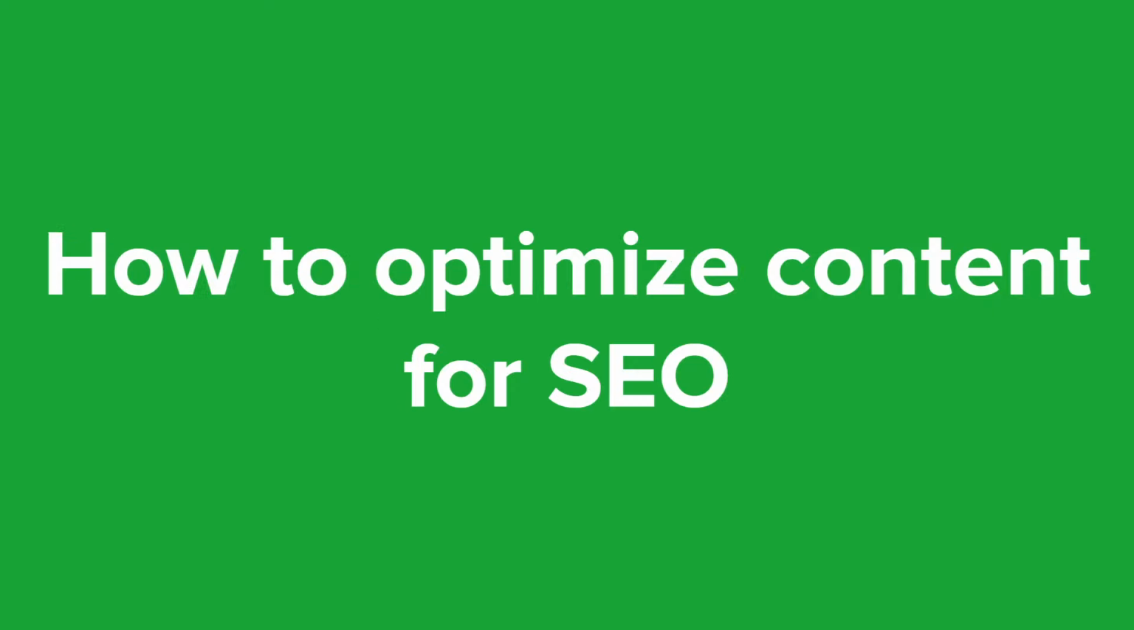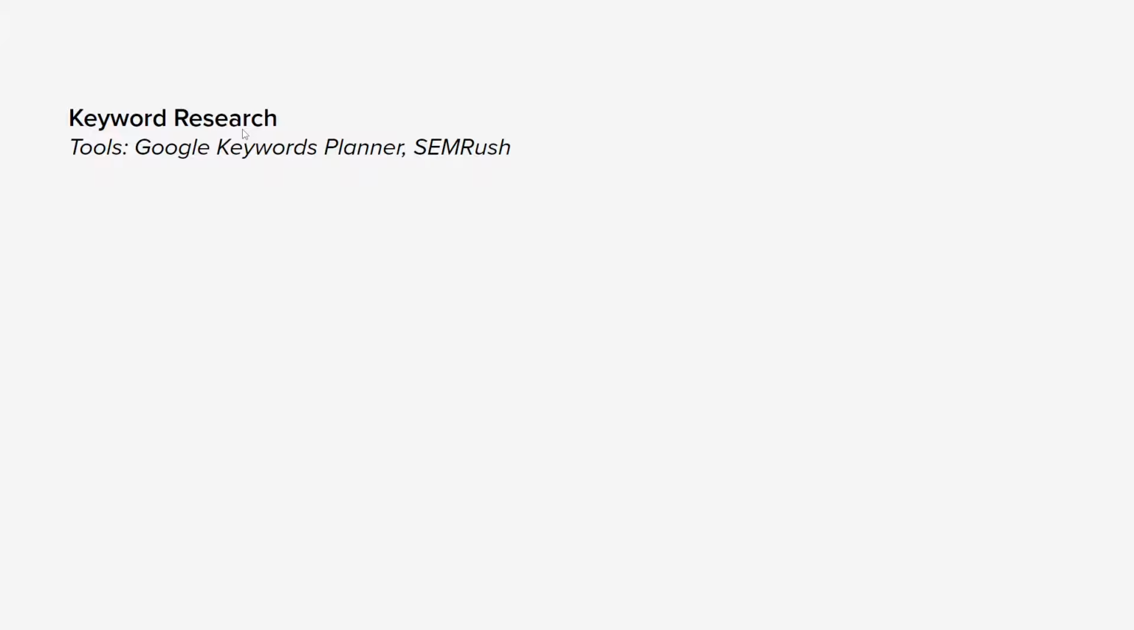So, how do you optimize your content for SEO? There are several ways. One of the ways, as I mentioned before, is keyword research. So start by conducting keyword research to identify the phrases and topics that your target audience is searching for. Tools like Google's Keyword Planner or SEMrush will help you find relevant keywords and search volumes.